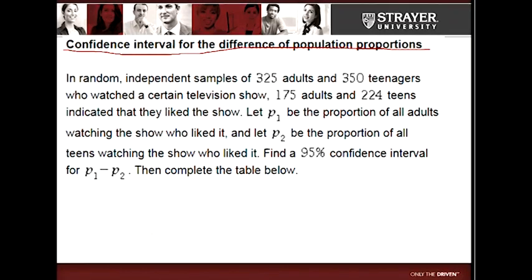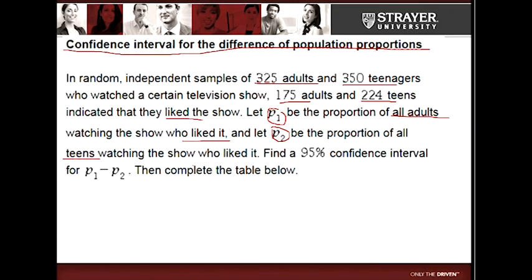The confidence interval for the difference in population proportions. Independent samples of 325 adults and 350 teenagers. 175 adults and 224 teens indicated they liked the show. So P1 is the proportion of adults watching the show who liked it. P2 is the proportion of teens. So P1 is adults, P2 is teens. So we have 175 out of 325 liked it, and 224 out of 350 liked it.